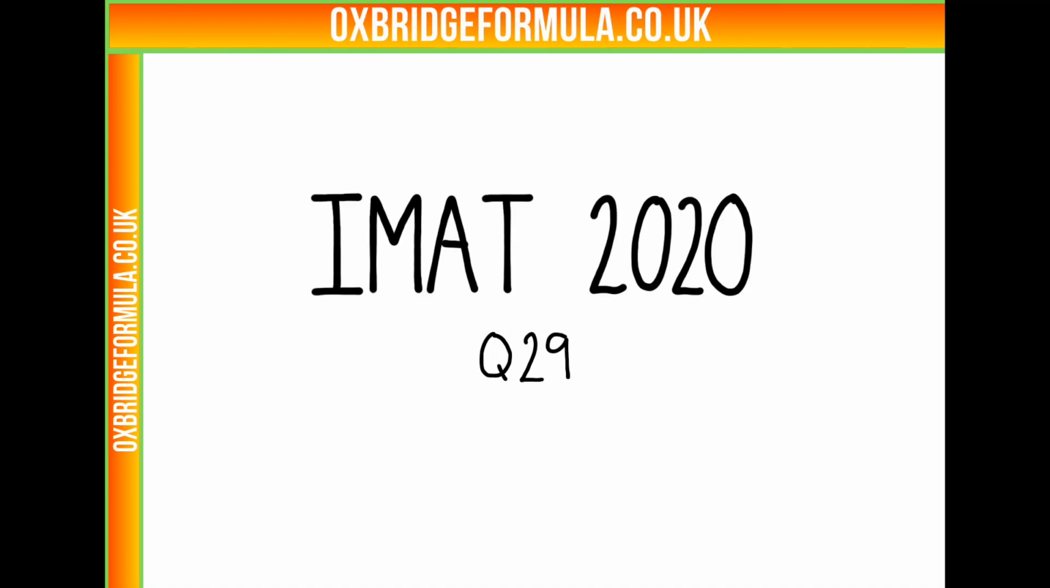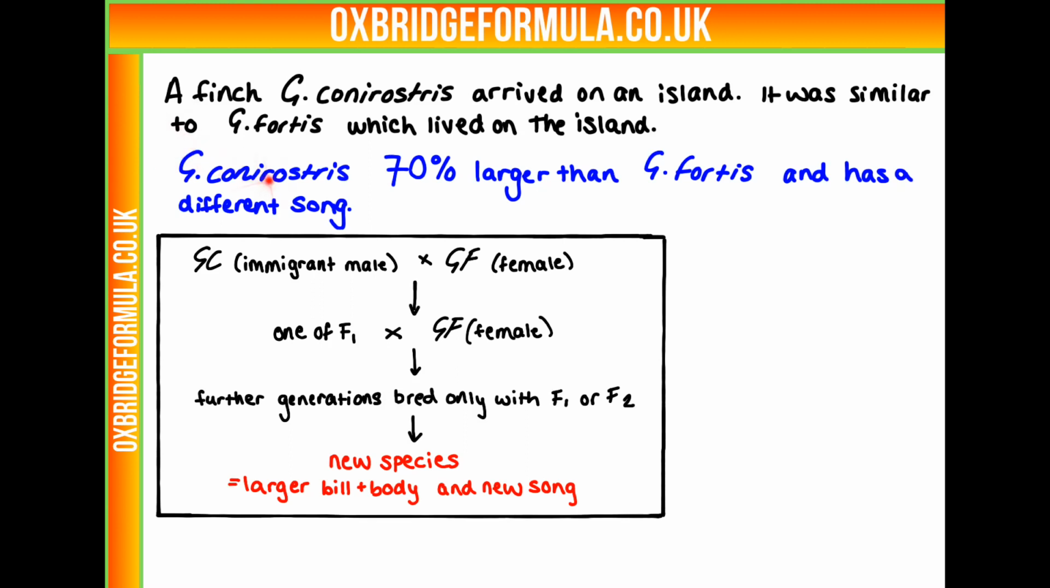In this video, looking at IMAT 2020, question 29. So we're told a certain type of finch, GC, has arrived on an island, and it was similar to the G. fortis, which already lived on the island. And we're told that our GC finch is 70% larger than our GF and has a different song.